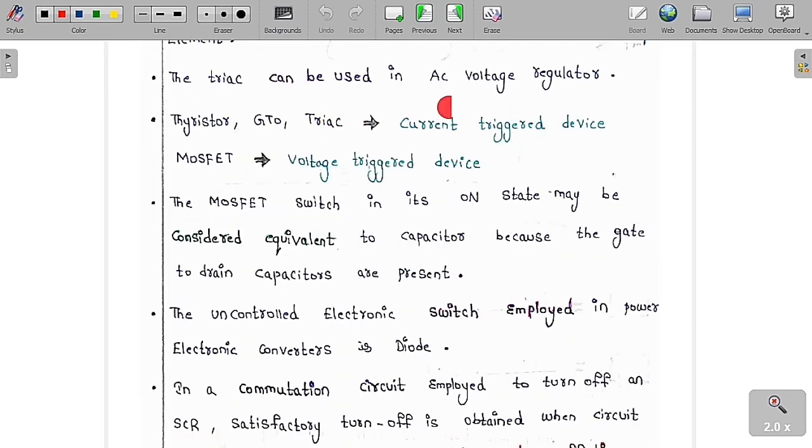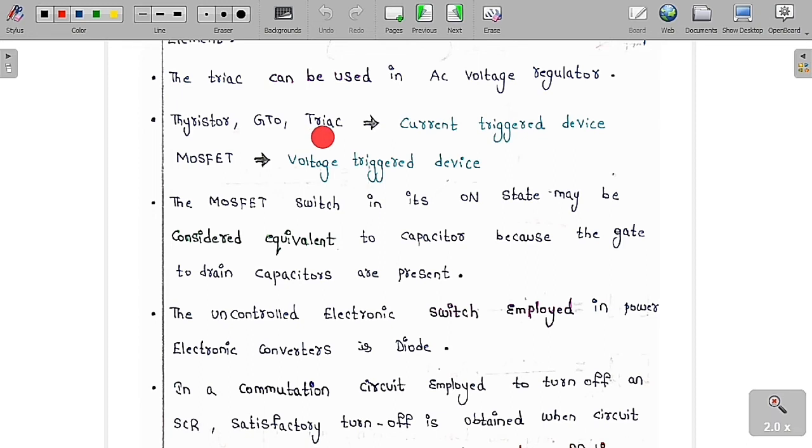The triac can be used in AC voltage regulator. AC voltage regulator means, I have already told you, it is a cycloconverter. Cycloconverter means input is AC and output is also AC. Output frequency can be less than input frequency. Output frequency can be greater than input frequency also. But here always F0 is equal to N into FI. I have already told you N should always be purely an integer.